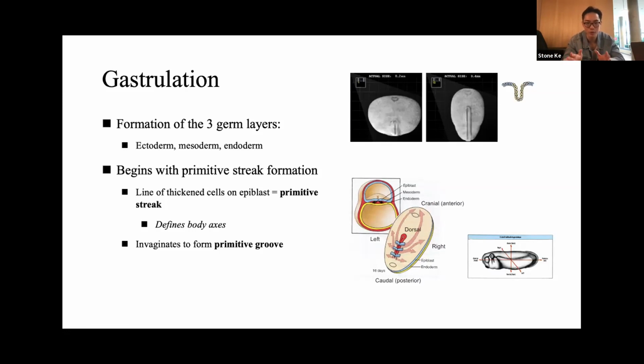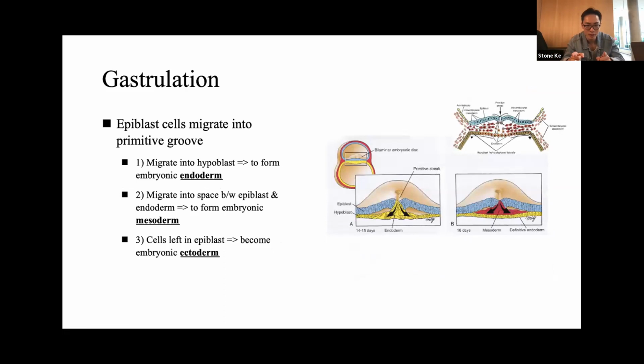Once you have the primitive streak, that will deepen, form the primitive groove. Next slide, Lawrence. Then we have cells migrating through the primitive groove from the epiblast, so that top layer, right? They'll first go into the endoderm bottom, which is the hypoblast layer. They'll migrate in there first. After that, they'll migrate into the middle between the bottom and top, so that's the mesoderm. And then the cells left at the top will be the ectoderm. Next slide.